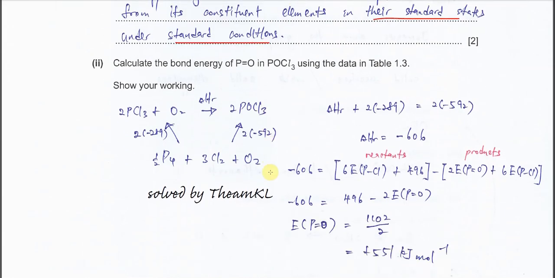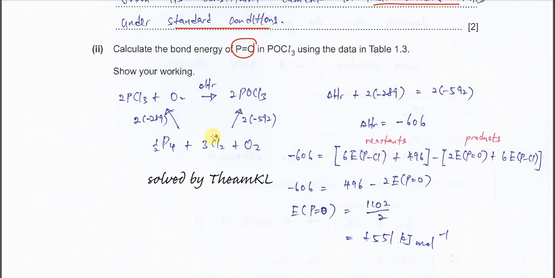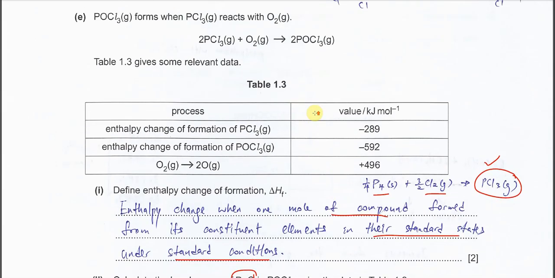So part 2. This is a calculation, and you need to use the enthalpies given in this table 1.3. And you need to calculate the bond energy of the P=O double bond. First, it's better for you to construct the Hess cycle. I teach you the method. Always refer to this equation. This is the reaction and the delta HR, the reaction that we need to deal with.